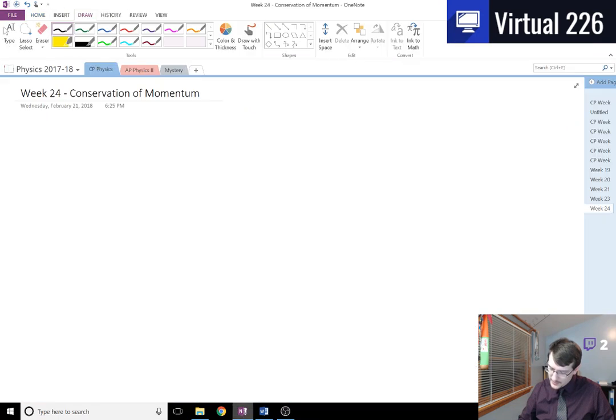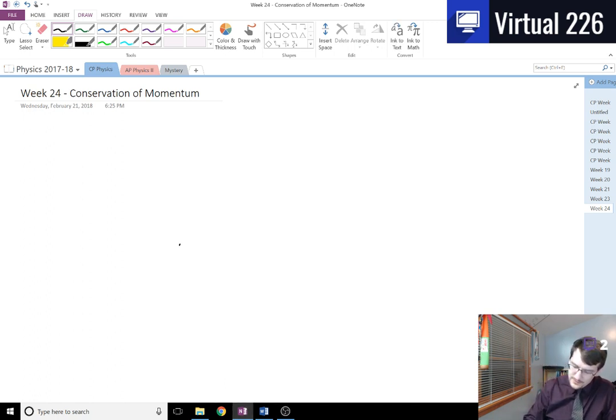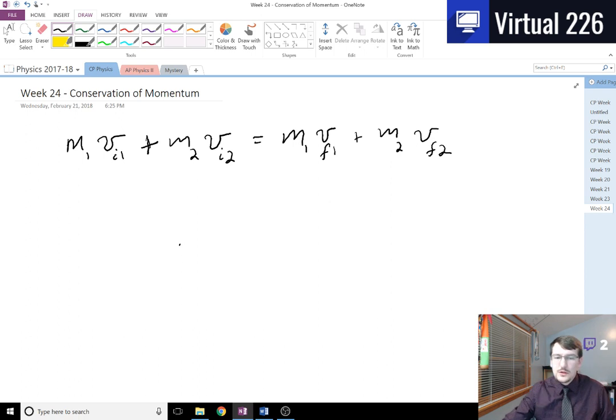it swallows the tank? So in a problem like this, we're using the conservation of momentum. Remember, the conservation of momentum has a big equation, but it's really not bad. M1 VI1 plus M2 VI2 equals M1 VF1 plus M2 VF2. So that's the equation we're using here. Nothing too crazy.